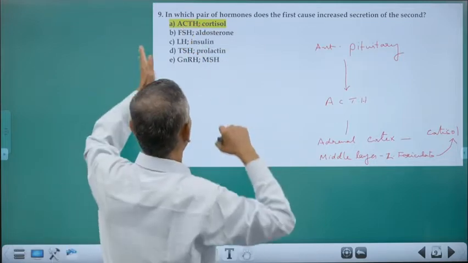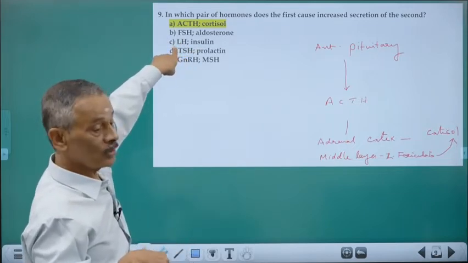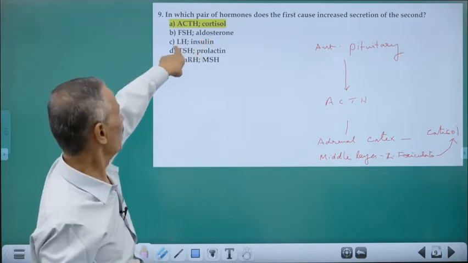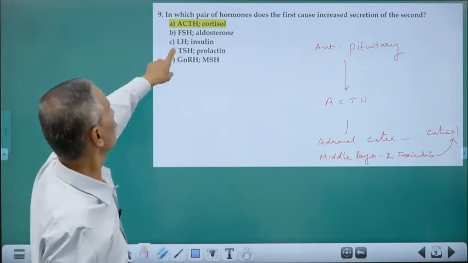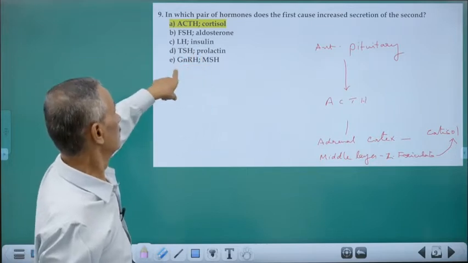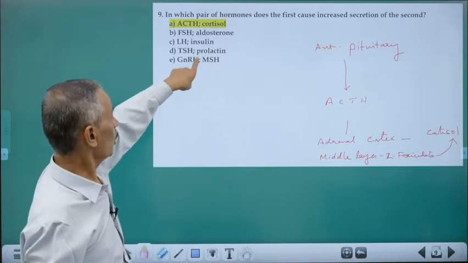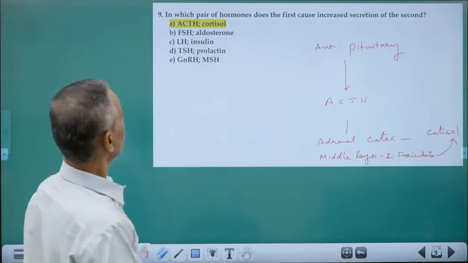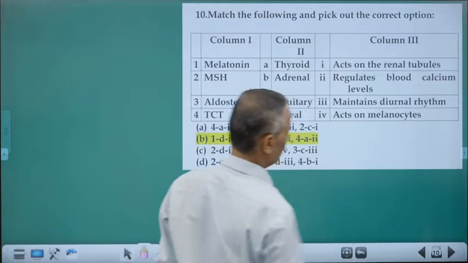LH is acting on, in males, Leydig cells, interstitial cells, then androgens are produced. In females, it is causing ovulation, corpus luteum is produced, not insulin. Thyroid stimulating hormone acts on the thyroid. GnRH, gonadotropin releasing hormone, acts on the pituitary, causing the release of FSH and LH. Okay, so others are wrong. Only A is the correct one.